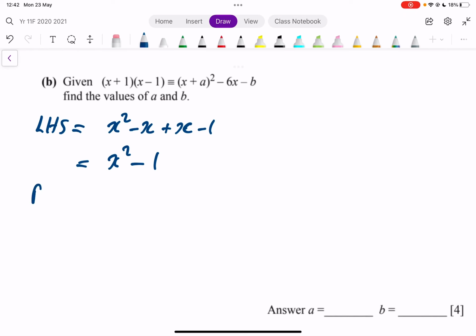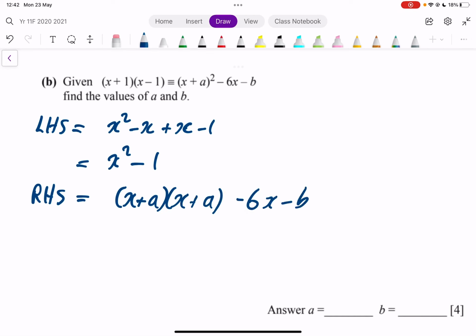Okay, do the same thing, multiply out your right hand side. So you've got (x + a)(x + a), then -6x, and then -b. If you multiply out (x + a)(x + a), you're going to have x². You'll have an ax term, you'll have another ax term, so you have two of them, and you'll have a times a, which is a², then -6x - b.